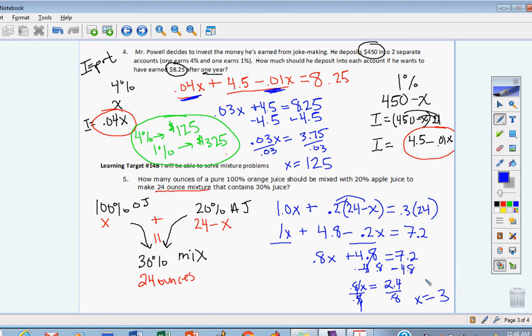Now don't forget what 3 means. 3 stands for the OJ. And the problem literally says how many ounces of pure 100% orange juice. So they're asking about how much orange juice. So the answer is 3, and then obviously ounces. Okay, if they ask for how much AJ, that would be 21 ounces because you would subtract.